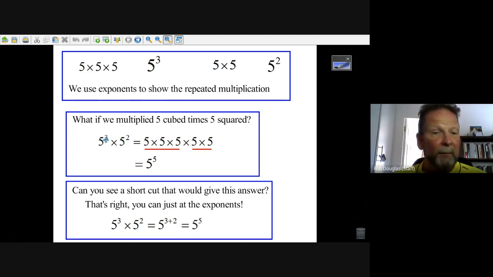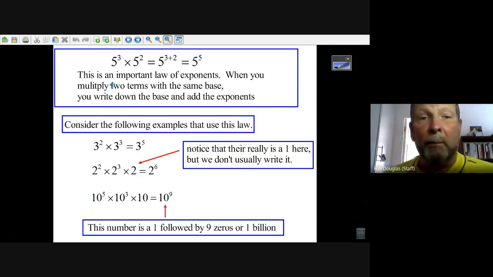All you'd have to do, instead of writing all these things out, is just write down the 5 and then add the powers, add the exponents. 3 plus 2 equals 5, so it's 5 to the fifth power. That's a really important law of exponents. When you multiply two terms that have the same base, it only works if they have the same base, you can write down the base and just add those exponents.